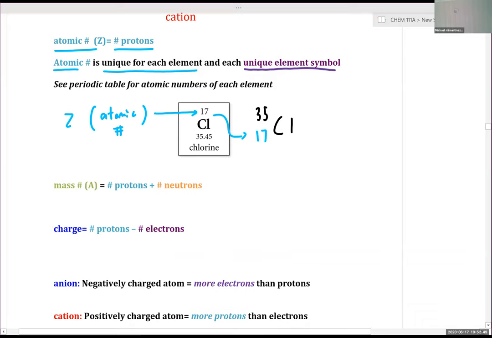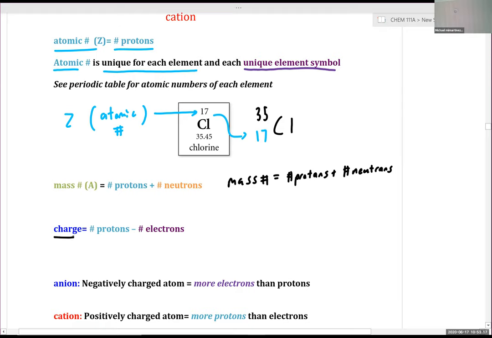Okay. So there are a few things to keep in mind in terms of calculations. The mass number is defined as the number of protons plus the number of neutrons. So the mass number is the approximate total mass of your atom. So it's the number of protons plus the number of neutrons.